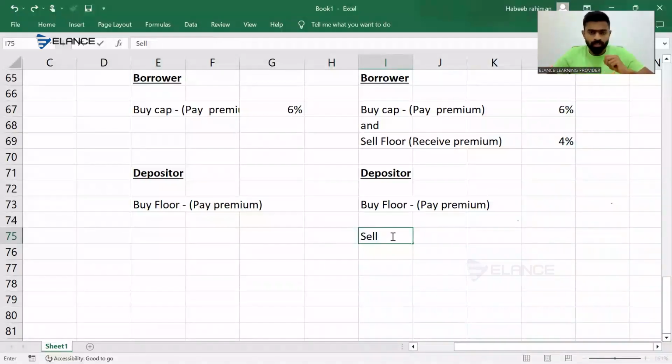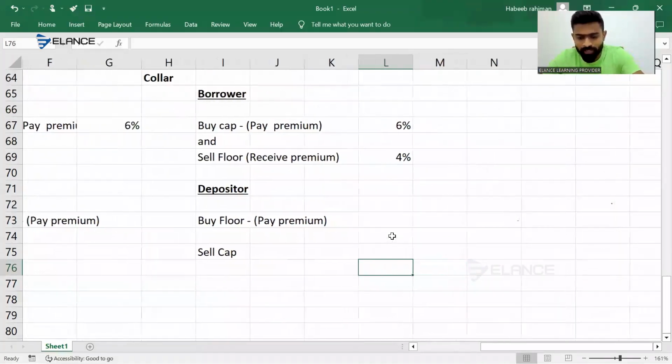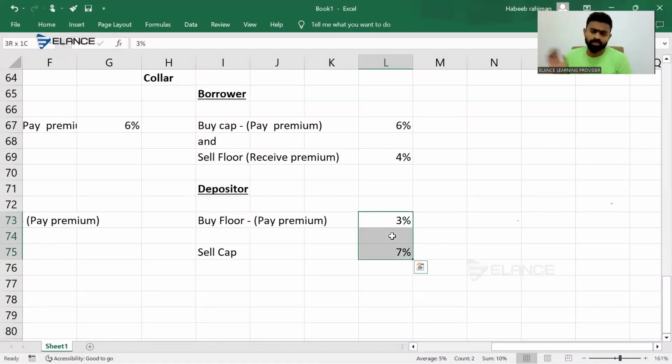He bought a floor. Simultaneously, he sells what? In a collar, he sells a cap. So, assume the floor is 3%. It means he is guaranteed that his interest rate won't reduce below 3. If it increases, it's a benefit, but the maximum it will increase to is 7%. So assume this is the rate, the answer will be somewhere in between 3 and 7.